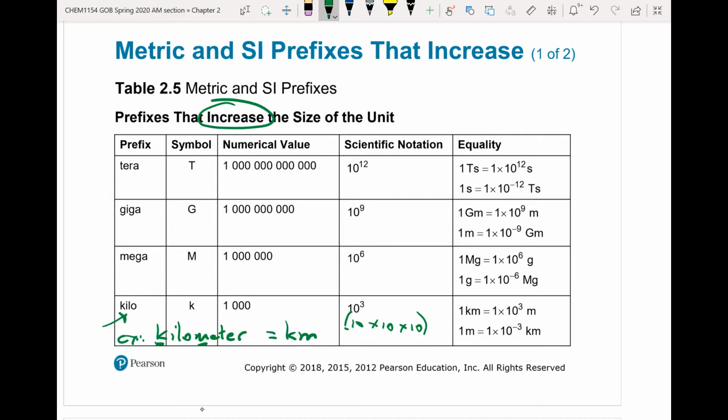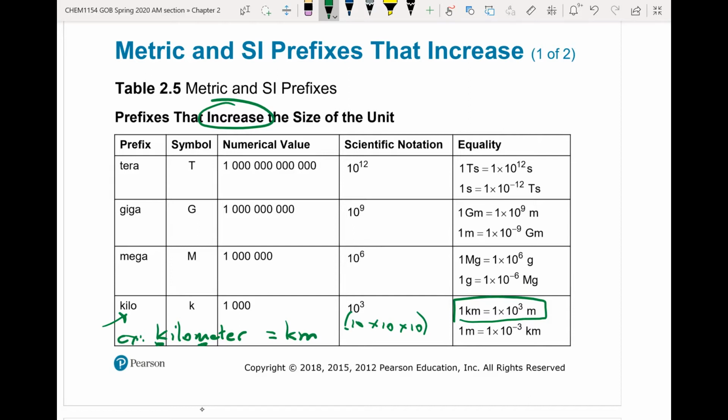So if we say a kilometer, we mean 1,000 meters. So 1 kilometer is equal to 10 to the 3, or 1 times 10 to the 3 meters. Another way of saying that is that if you have a meter about this big, it's 1/1000th of a kilometer, which is the distance from here to, say, the Walmart down the road.